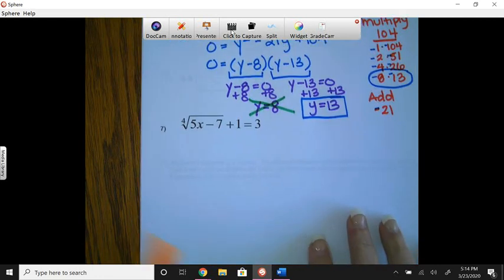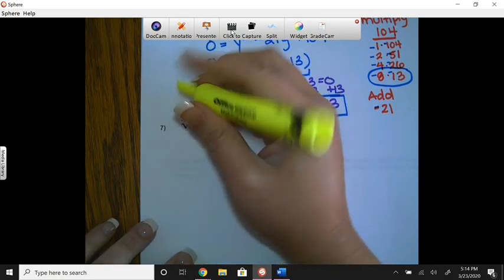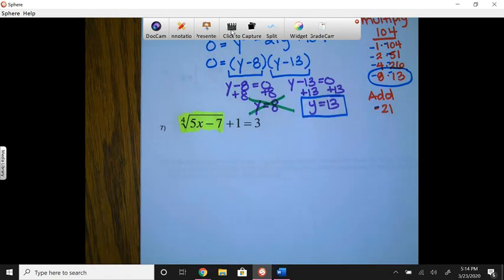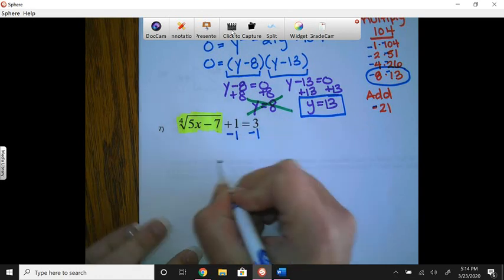All right, let's go ahead and try one more here. So step 1, we want to get the radical by itself. So again, feel free to pause this video. Try it first on your own, of course. We want to get this radical alone, so we're going to subtract 1 from both sides.